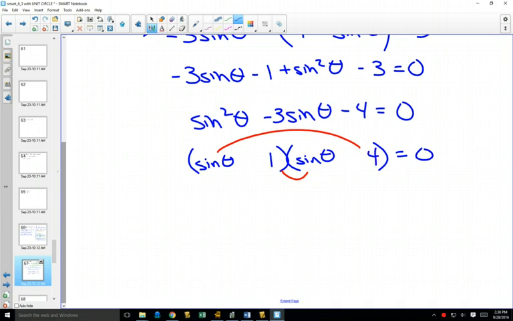And then when deciding on the sign, I need a negative 3. So I'm going to need my outside to be a negative 4. So I get negative 4 sine theta plus 1 sine theta, so I get my negative 3 sine theta in the middle. We can split it up here. If this one's equal to 0, then sine theta is negative 1. If this one's equal to 0, then sine theta is equal to 4.